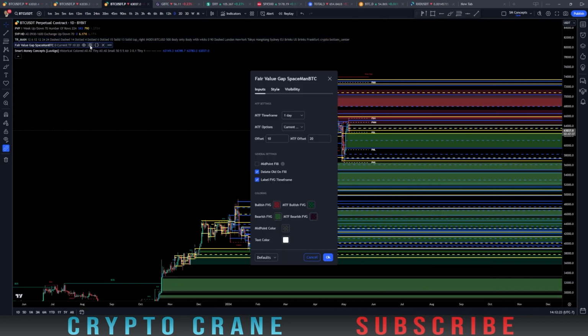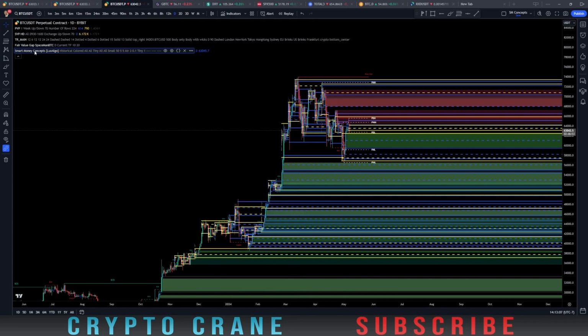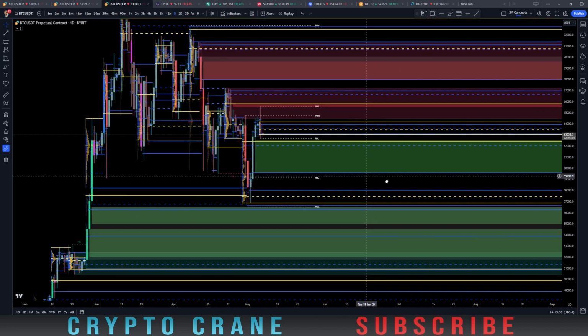And then nextly, fair value gaps, right? There's a simple fair value gap indicator by Spaceman. I think he has the best one on TradingView. So you can go ahead and get this. And then lastly, what I have here is Smart Money Concepts by Lux Algo, and this will show us our order blocks. So these are all of the confluences that I use to find levels, right? So it essentially is imbalances and volume levels, right? So how we will find our levels is simply this.